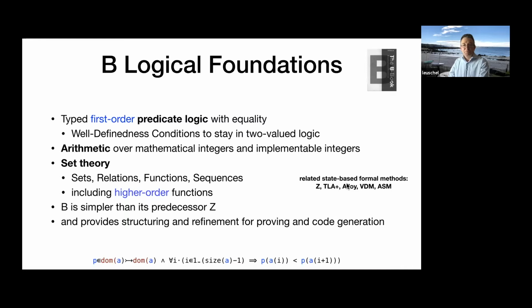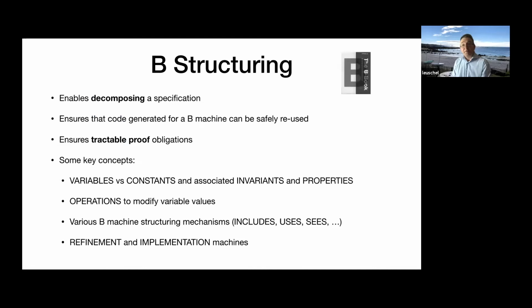What sets B apart from the other state-based formal methods is that structuring, which was developed to allow you to decompose a machine and to generate code for individual machines, which could be reused, and also with the aim of making proof obligations tractable. So that was certainly a success. For instance, a formal method like TLA has hardly any structuring. Here in B, it plays an important role: the various machines and how you can include them, use them, the various structuring mechanisms which bear on the way you can prove things and how invariants are preserved.